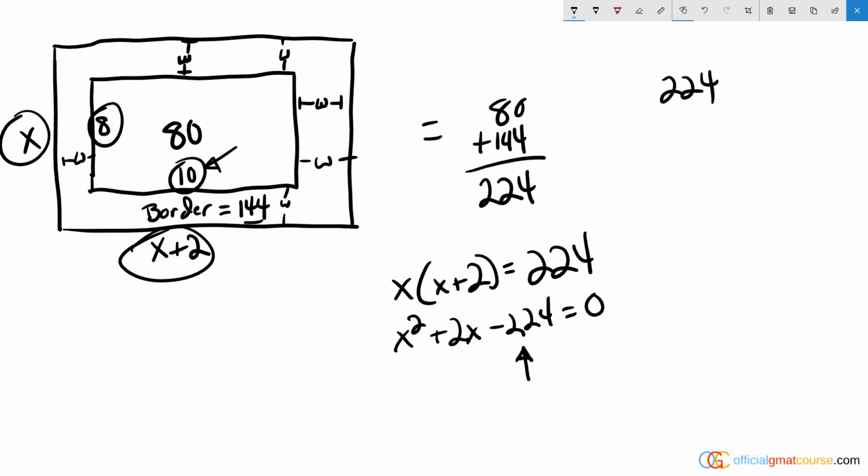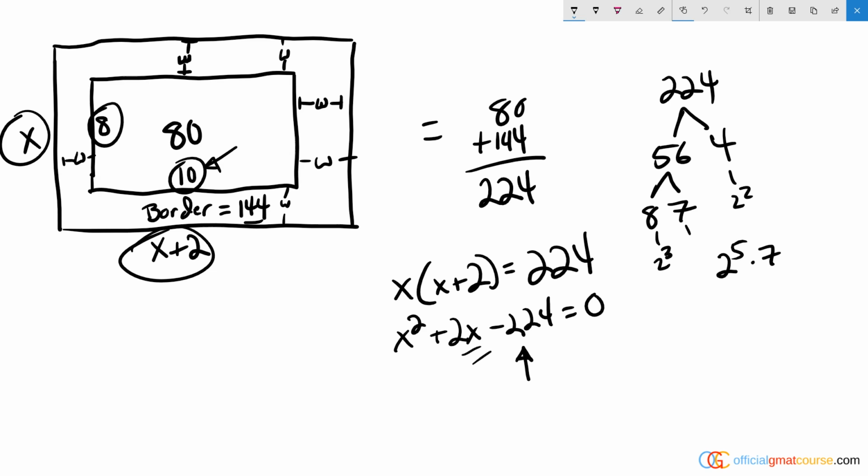And the factors of 224 are, let's see, it's a multiple of 2, it's a multiple of 4, let's start there. So 200 is 4 times 50, and 24 is 4 times 6, which means this is 56, and this is 8 times 7. So we end up with 2 squared times 2 cubed times 7, and that gives us 2 to the 5th times 7. So 2 to the 5th times 7, and somehow we arrange these factors to get a difference of 2, where one version's positive, one's negative.